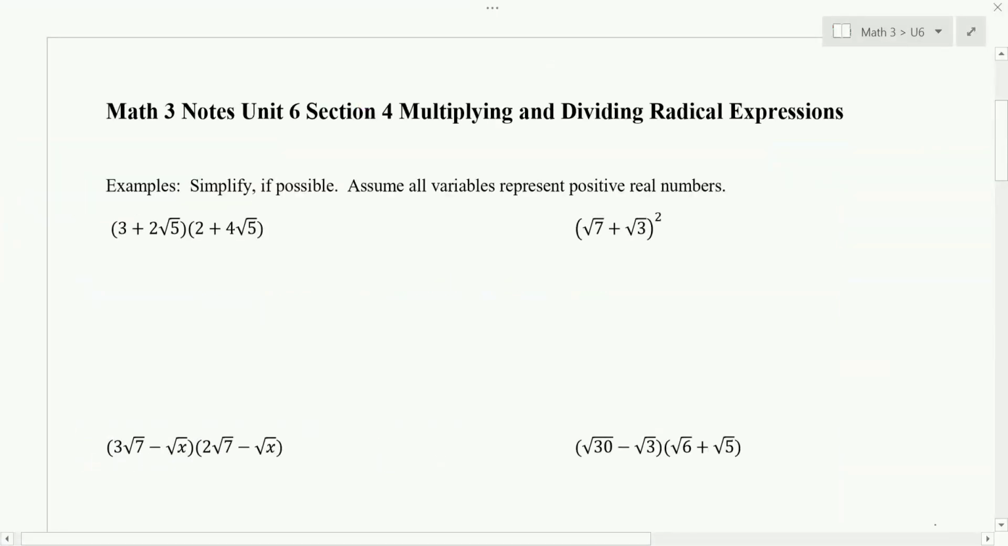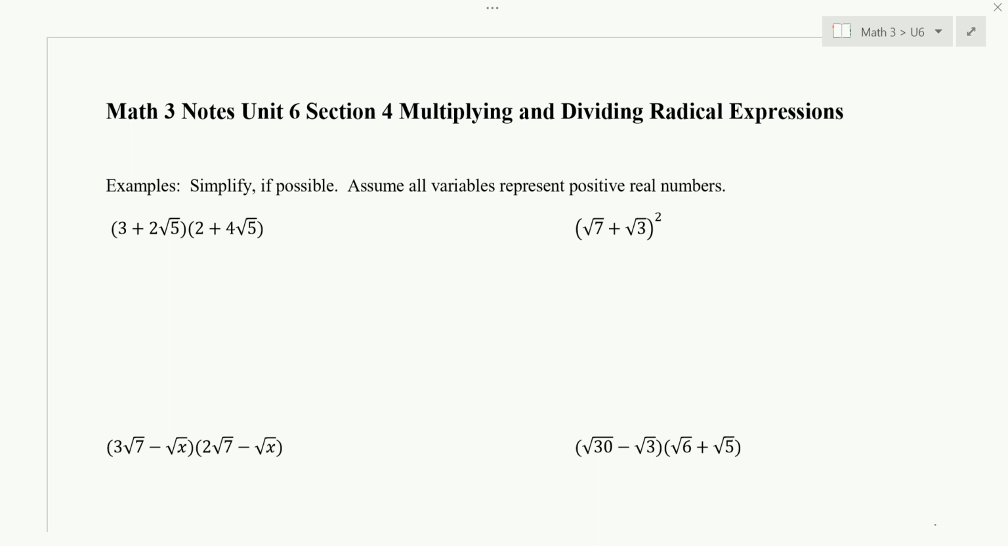All right, so we're going to look today at multiplying and dividing radical expressions. We already did a section on multiplying and dividing just monomials, but these are going to work with two terms, or we call them binomials, okay? The rules, there are really no new rules other than just applying some of the older stuff to some things that look a little different, okay?